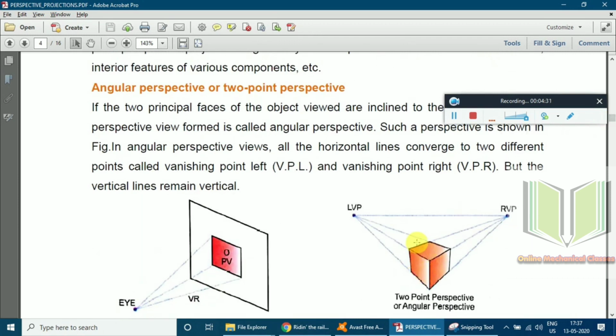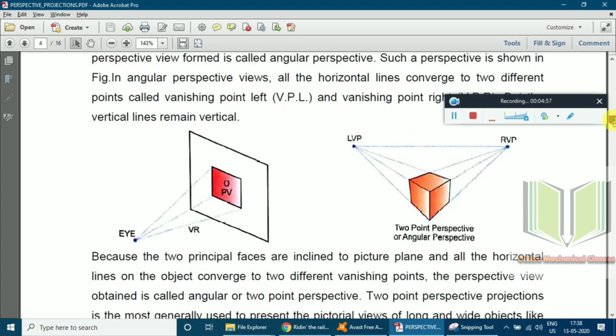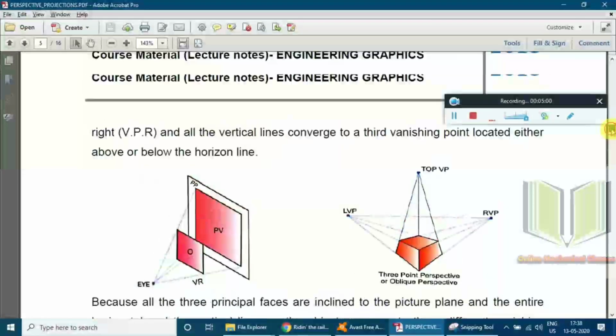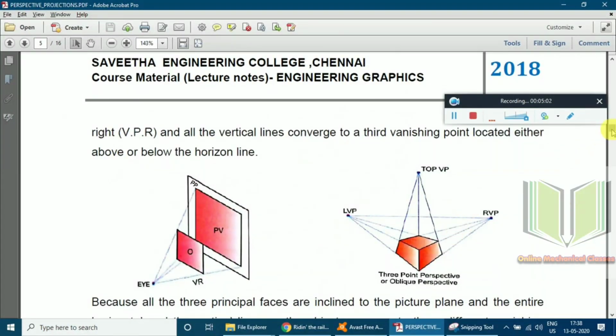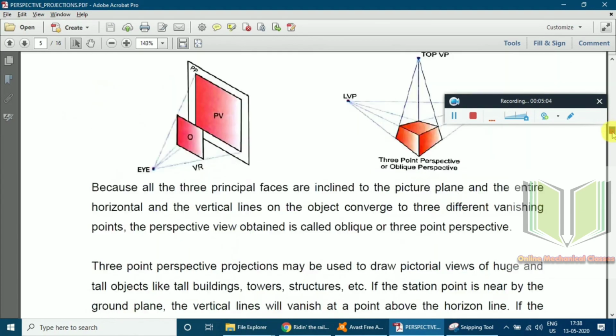Here also there are some principal faces. Here we have the left vanishing point, and here we have the right vanishing point. All these visual rays take the principal faces to the LVP, and on this side the visual rays go to the RVP, the right vanishing point. Likewise, in 3-point perspective, the top view will also be projected. This is the 3-point. In our syllabus problems, we will be concentrating on 1-point perspective.